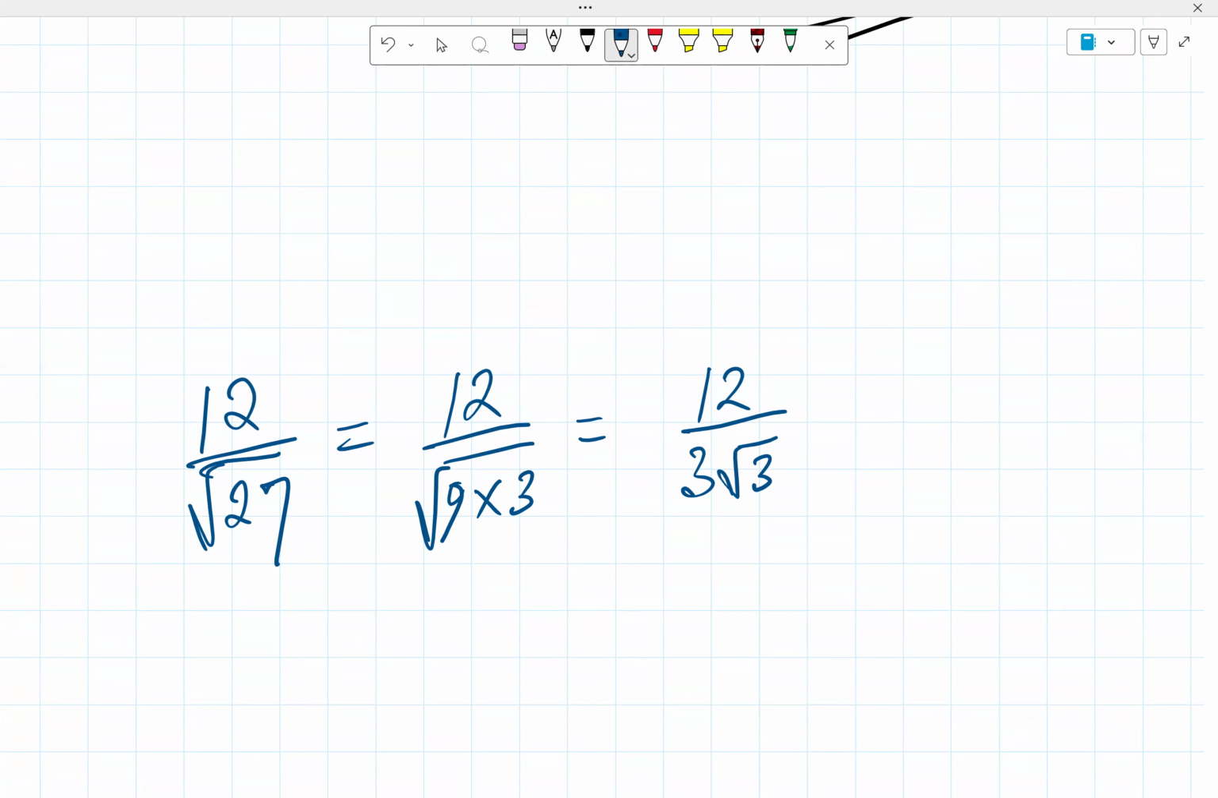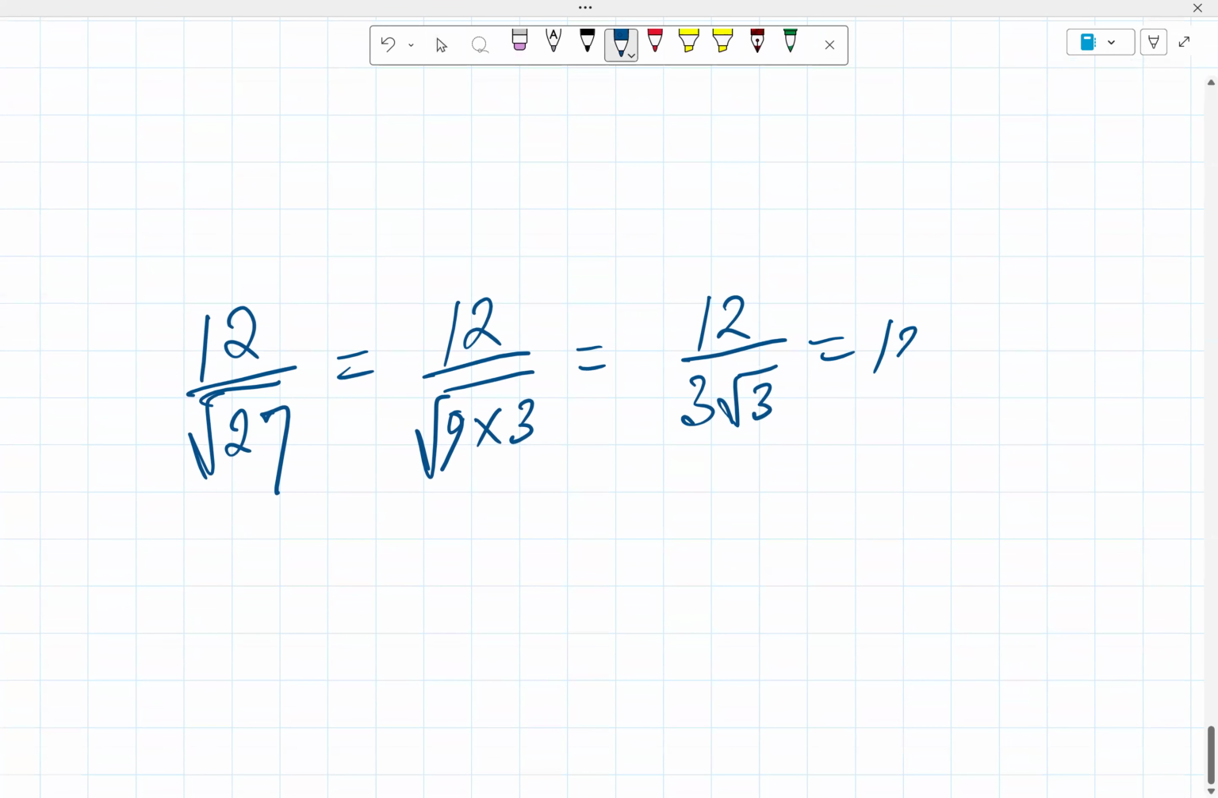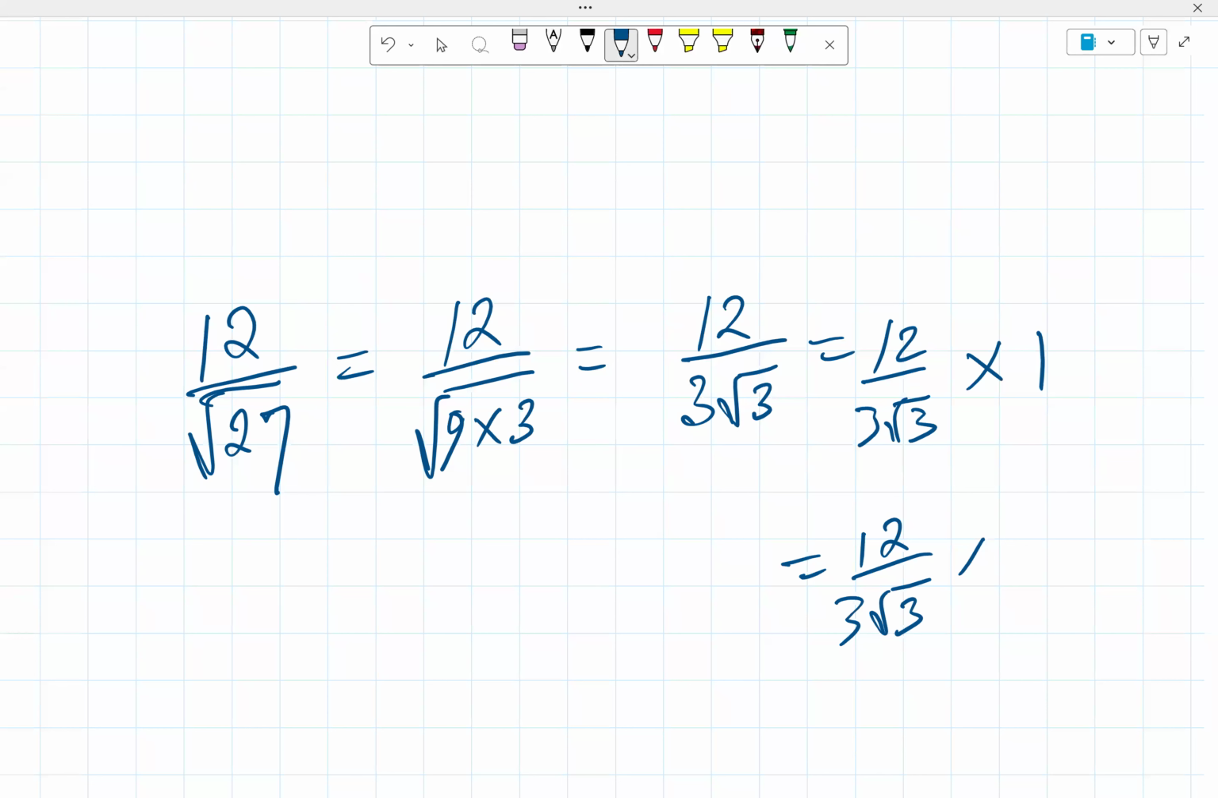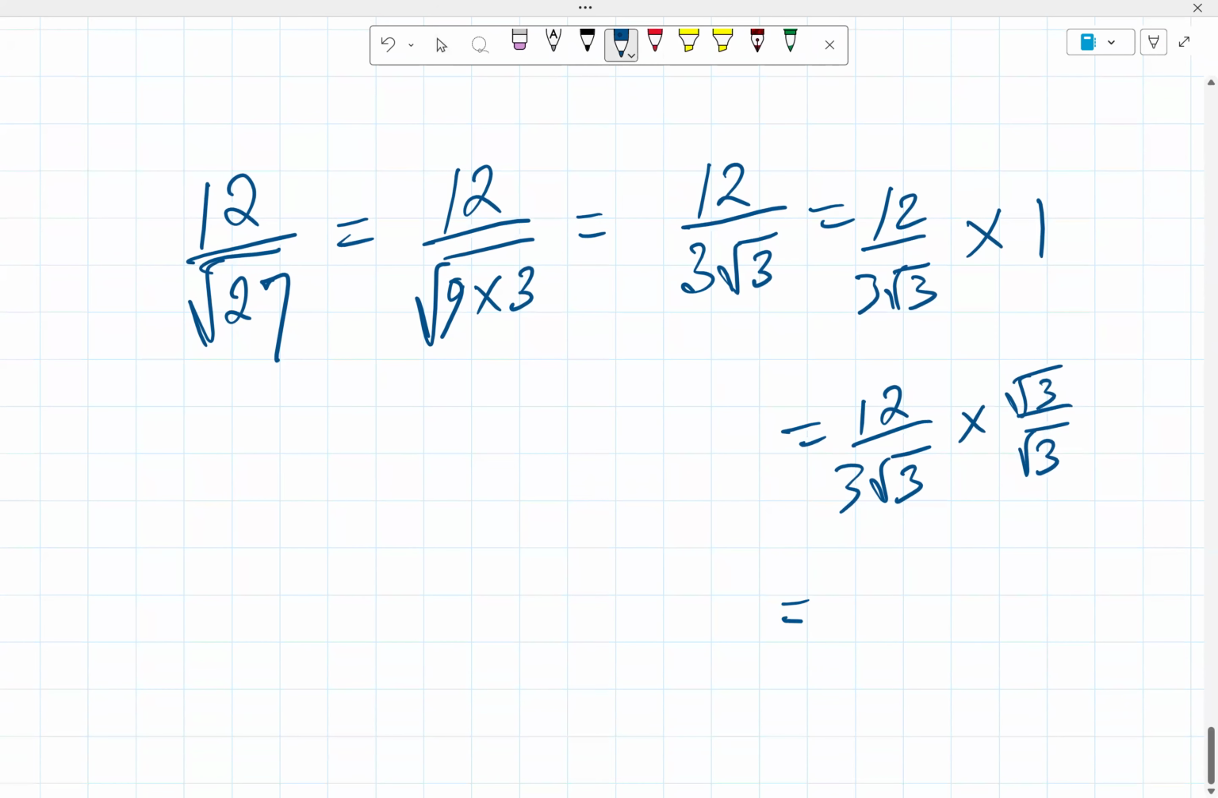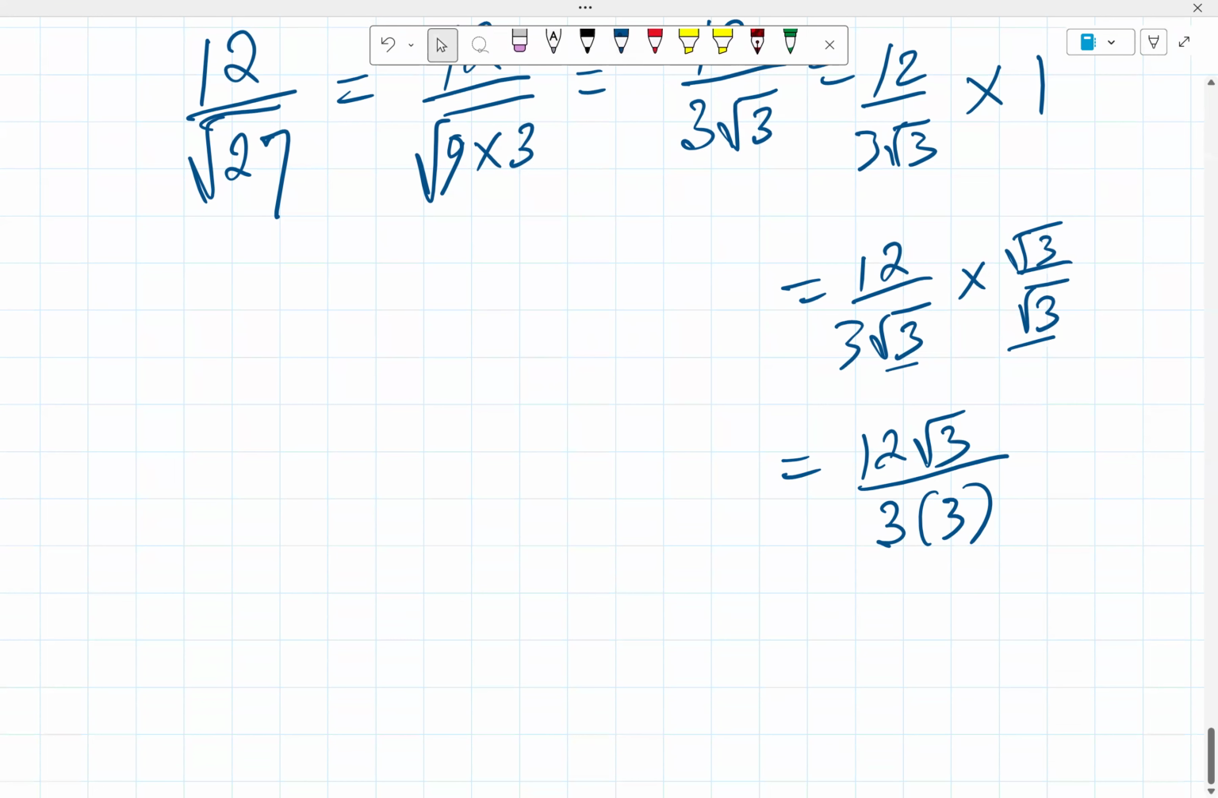So after this now, you can say this is 12 over 3 root 3 multiplied by 1. Nothing changes. And in this case, 1 can now be root 3 over root 3. That's the radical part, so you just focus on that. Then you can multiply. You have 12 times root 3, that's 12 root 3 all over 3 root 3 times root 3. That is 3 times 3, because root 3 times root 3 is root 9, and square root of 9 is 3.